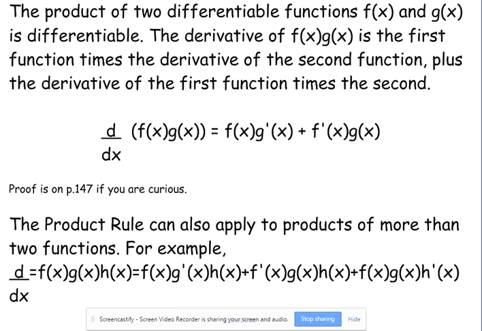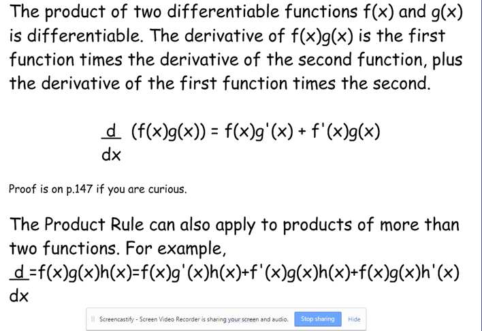We can also apply it to products of more than two functions. So if we've got f times g times h, here's the product rule. Pretty much all you're doing is multiplying the three functions together and rotating which one you take the derivative of. The way that it's set up here, the order really does not matter, guys.